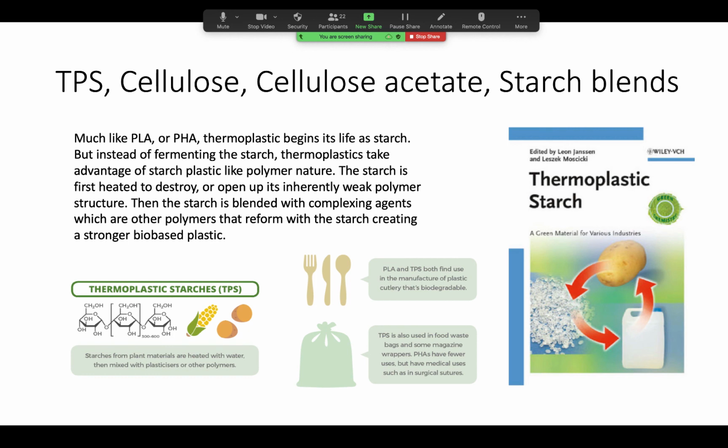John? Yes. Do you know when it's mixed with other sort of polymers or plasticizers, are those similarly derived or biodegradable, or are they just in small enough quantities that people don't worry about them too much?